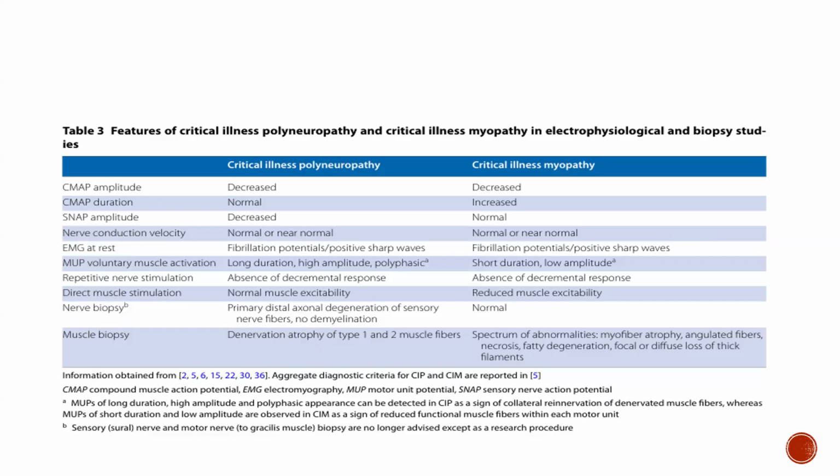Nerve biopsy will show primary distal axonal degeneration of sensory nerve fibers, and nerve biopsy will be normal in critical illness myopathy. Muscle biopsy will show denervation atrophy of type 1 and type 2 muscle fibers. But in critical illness myopathy, the spectrum of abnormalities will be myofiber atrophy, necrosis, fatty degeneration, focal and diffuse loss of thick filament.